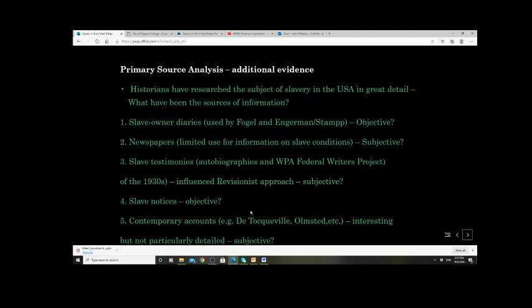And then the 5th example is what we call contemporary accounts. Now in the Stamp chapter he does make reference to Frederick Olmsted on page 148 footnote. Olmsted was a Swedish kind of explorer, and Olmsted and the kind of famous French writer who writes Democracy in America, a book about America's way of life and American politics, Alexis de Tocqueville. They do observe slavery and they give their views on slavery, but these are kind of interesting, but they're not particularly detailed.